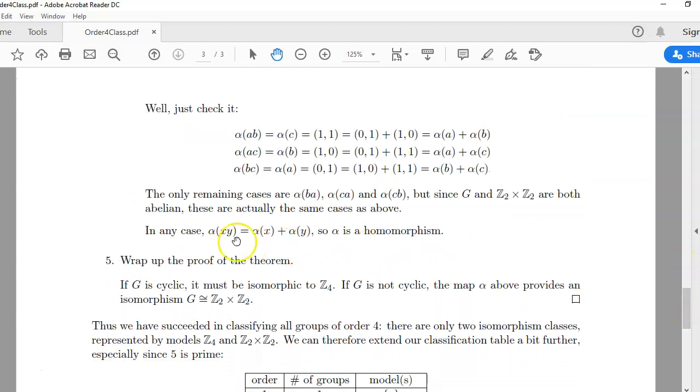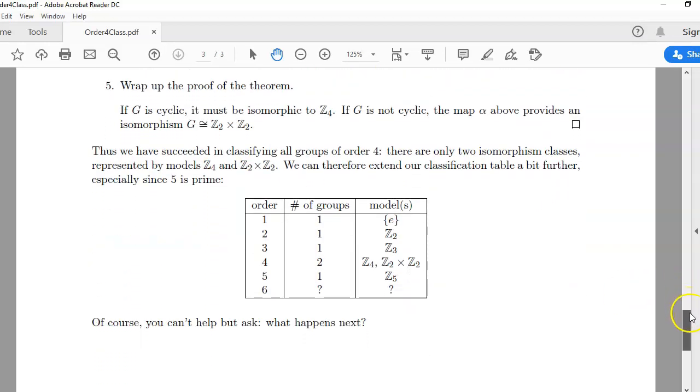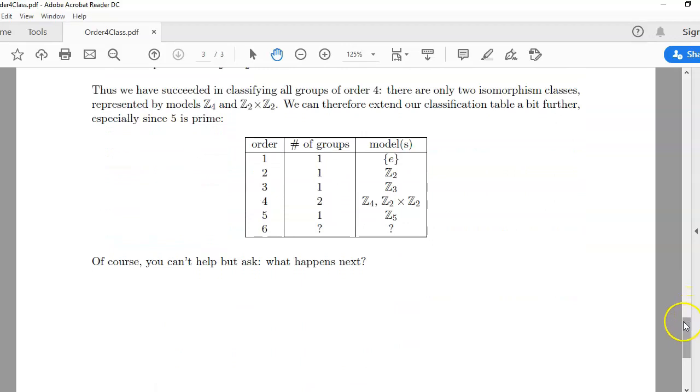At that point, we're done. I'm going to argue that alpha is a homomorphism, but we've also already argued that it's a bijection, so alpha is an isomorphism. And now we're done with the theorem. If G is cyclic, it's Z4. If G is not cyclic, then the argument above produces a map, alpha. And that map, alpha, I've just proven is an isomorphism from G to Z2 cross Z2. And we're finished, right? Thus, we have succeeded in classifying all groups of order 4, and it only took us 9 minutes. Okay, so we have classified all groups of order 4.